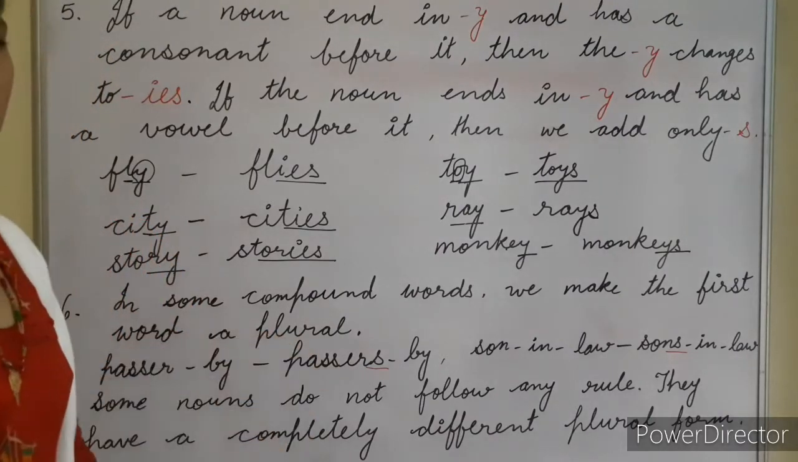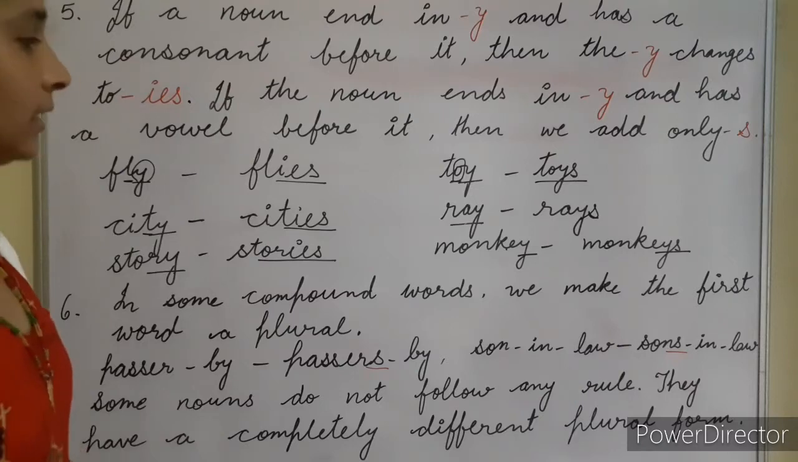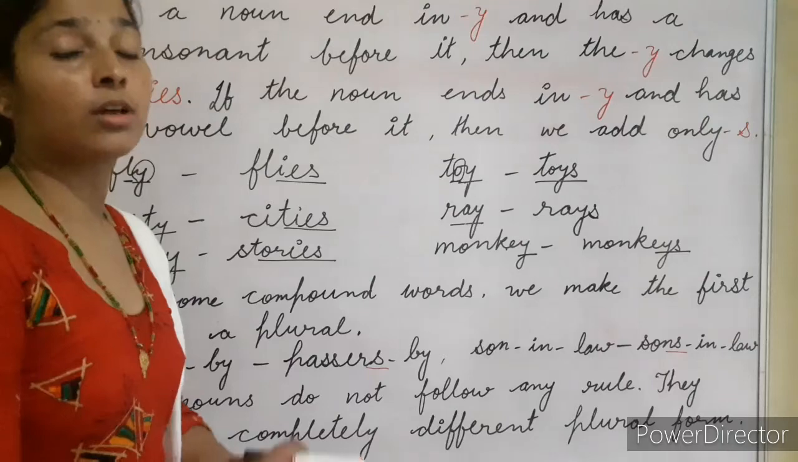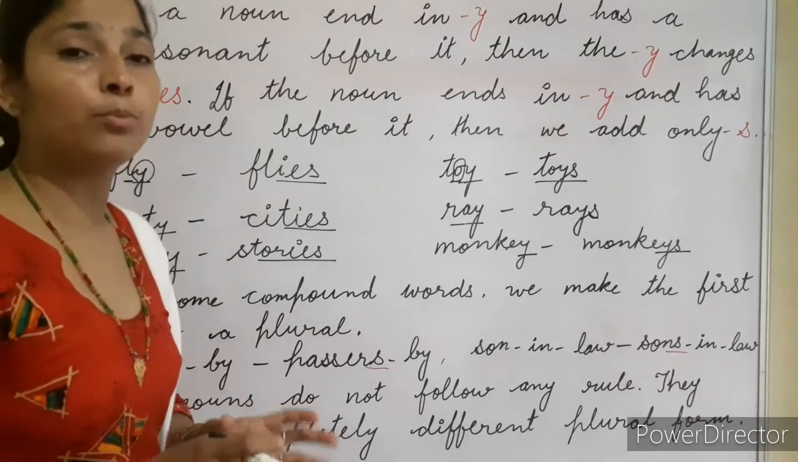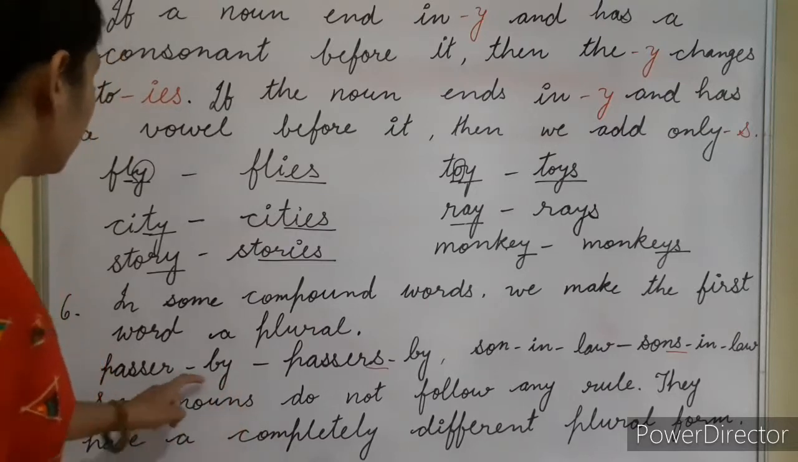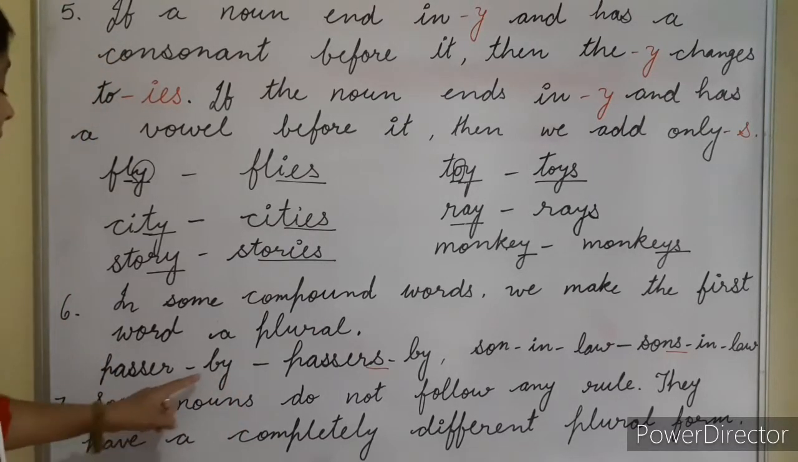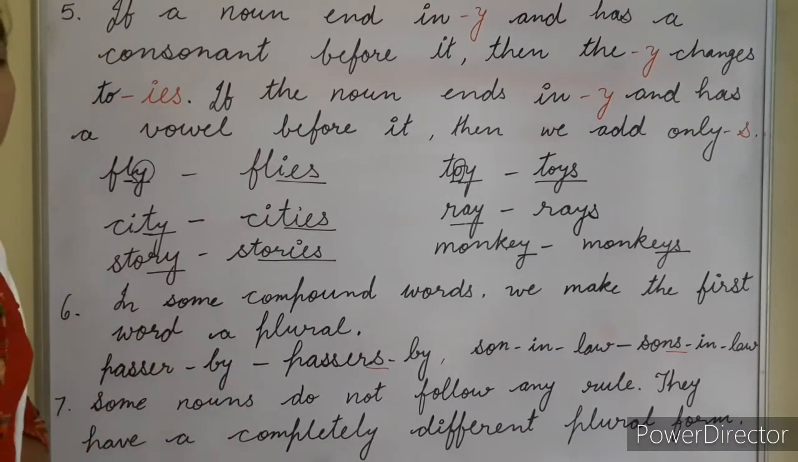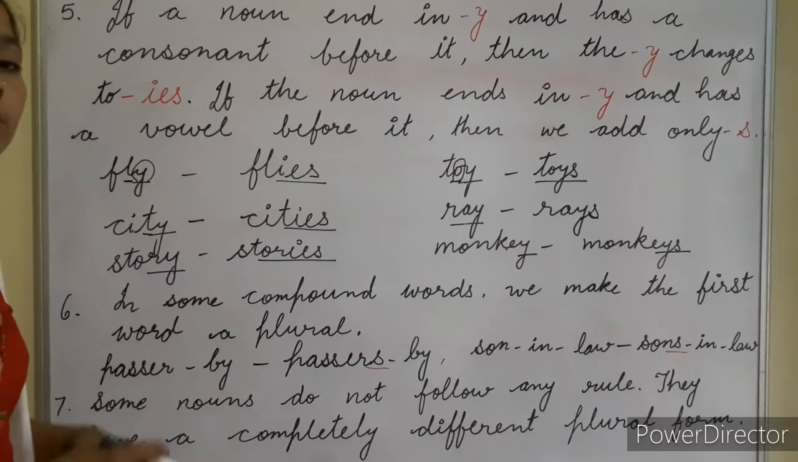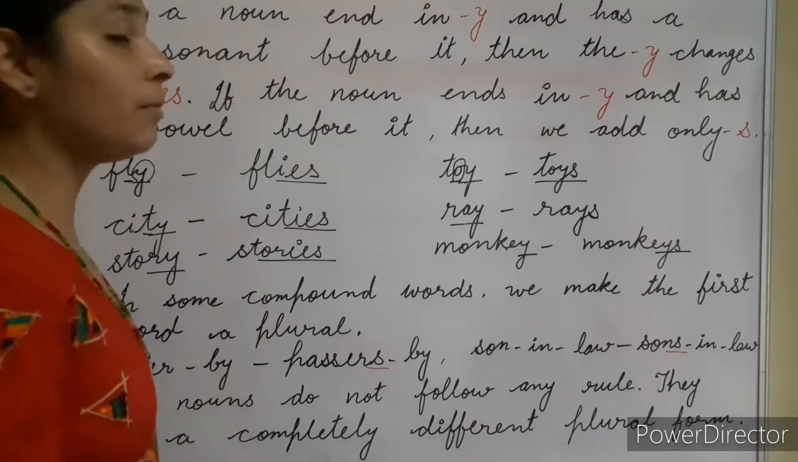In some compound words, during that time we make the first word a plural. So हम क्या करते हैं, जो उसका first word होता है उसी को plural बनाते हैं. For example, passer by. Here this is your compound word, compound noun. Okay, sister-in-law, brother-in-law, son-in-law. Okay, so same thing you are getting. So during that time they are your compound nouns. ये आपके compound words हैं.